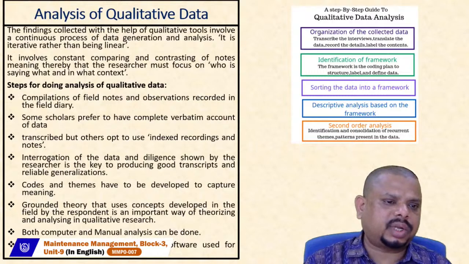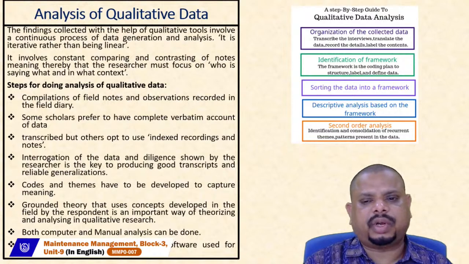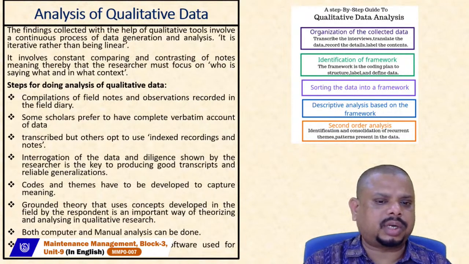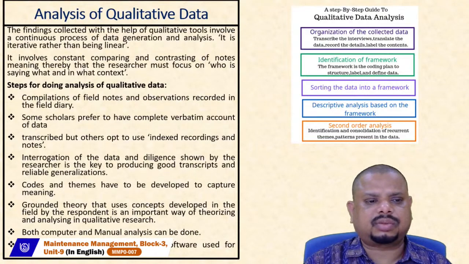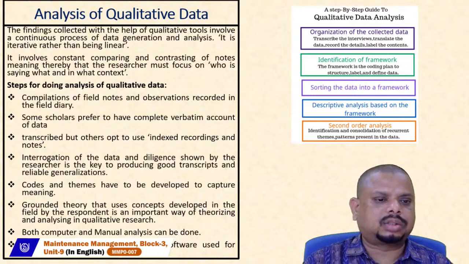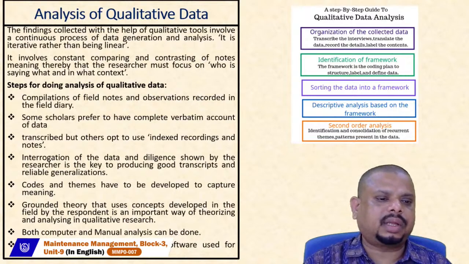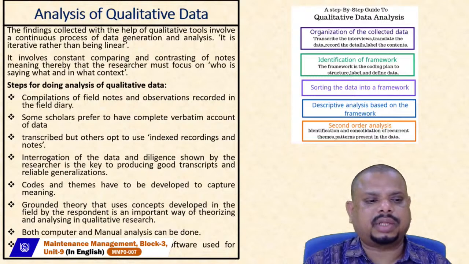The first one is the compilation of field notes, where observations are recorded in field diaries. From an organizational point of view, those who have conducted various surveys can send their executives to the field, and they can observe, take notes and record them in the field diaries. Some scholars prefer to have complete verbatim accounts of data. Then step number three, transcripts, but another option is to use index recordings and notes.